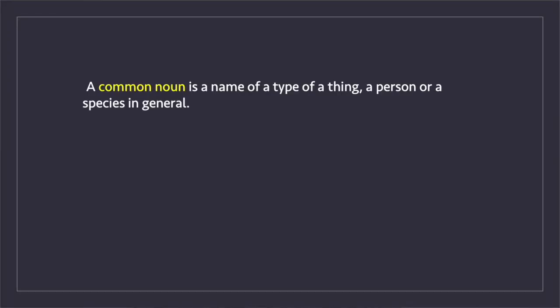A common noun, on the other hand, is the name of a type of a thing, a person, or a species in general. Thus, common nouns refer to generic things, and these nouns are capitalized only in very specific situations. For example, when they fall at the beginning of a sentence or when they appear in a title. Let's have some examples here.